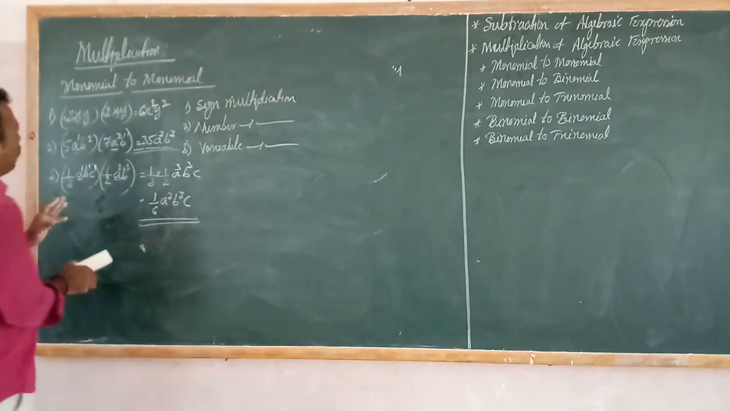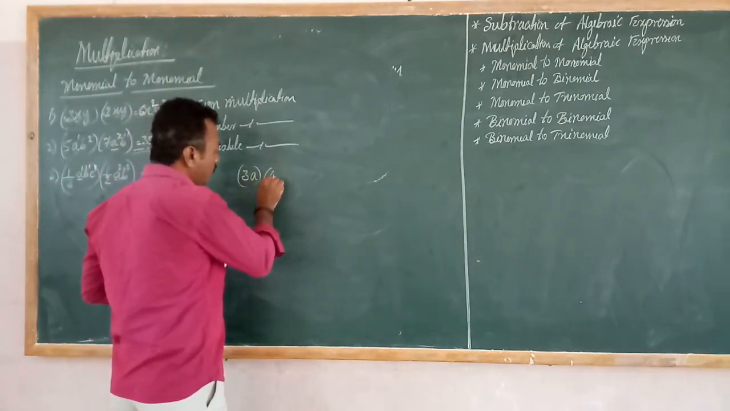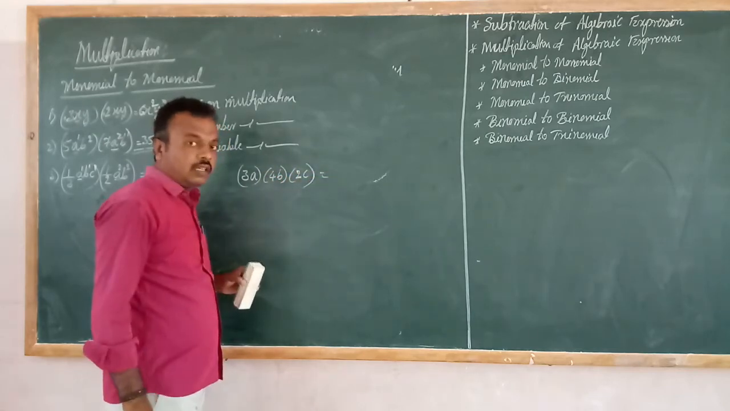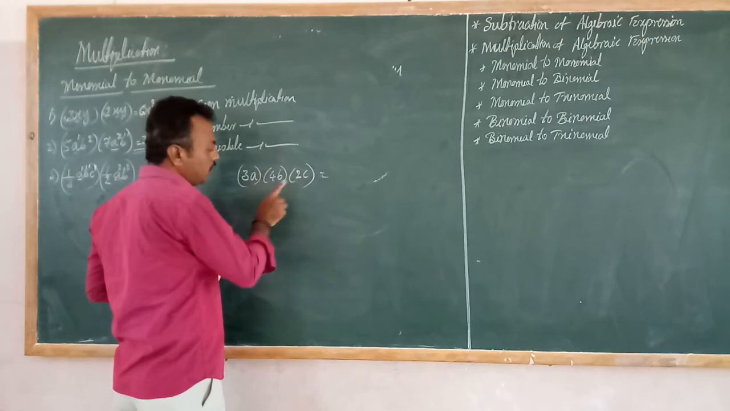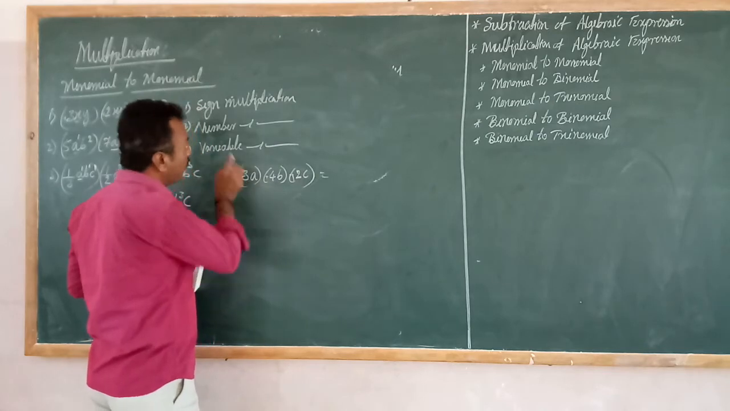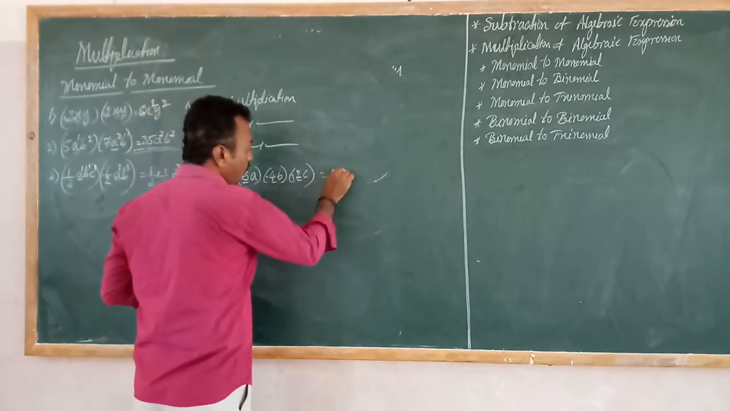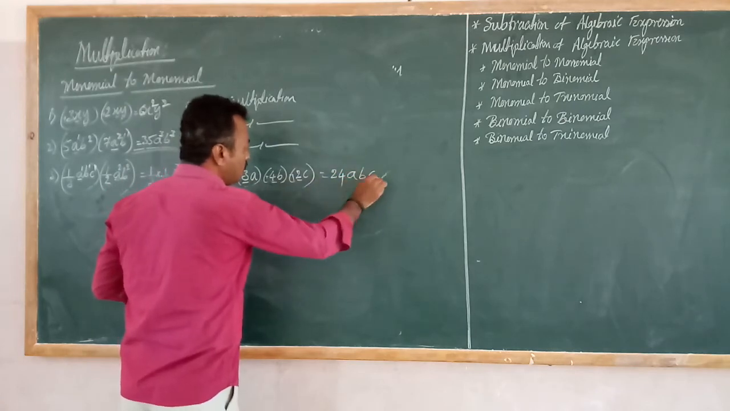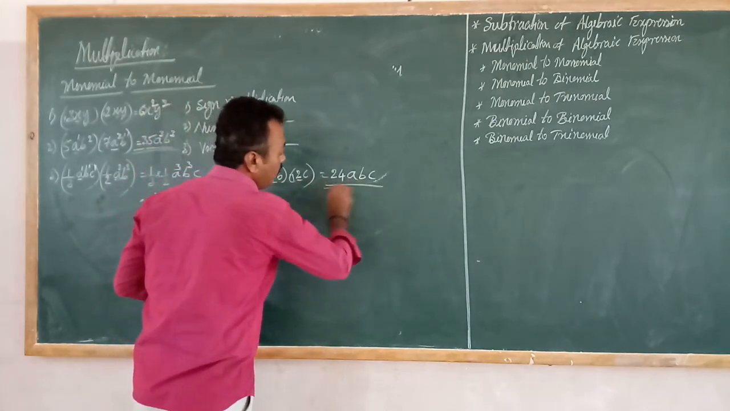Then students, the product of 2 or more monomials. See, 3a into 4b into 2c. So there are 3 terms. First the sign multiplication: there are no signs, so nothing means plus is there, so we need not worry about the signs. Then we go to the number multiplication: 3, 4, 2. 3 4s are 12, 12 2s are 24. After that variable multiplication. Here a is there, b is there, and c is there, only one time each. A is one time, b is one time, c is one time. That's why abc.